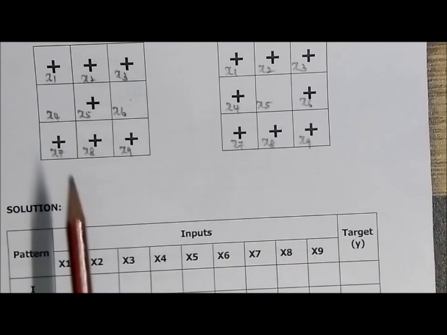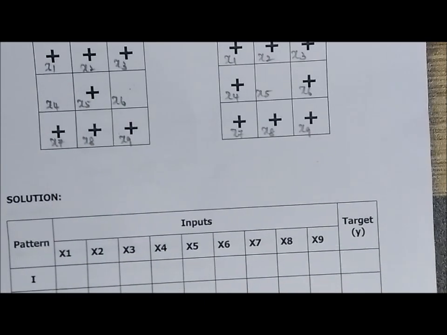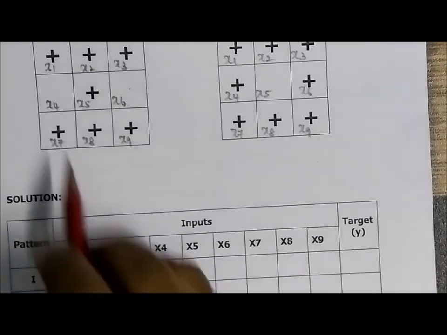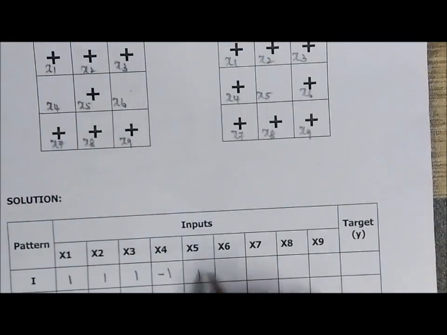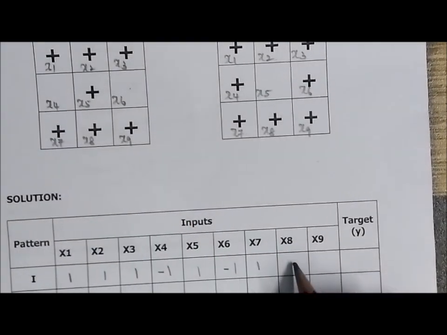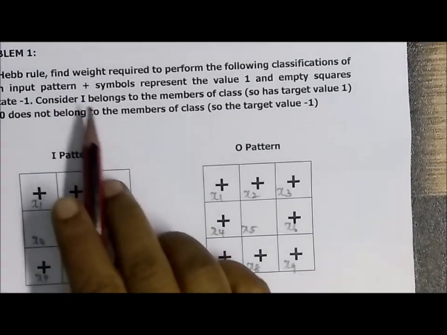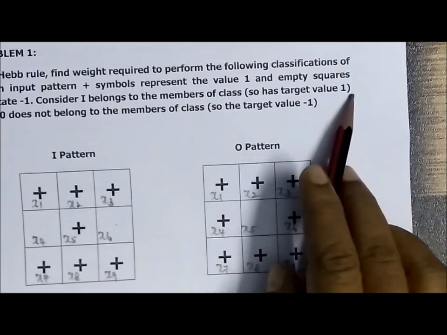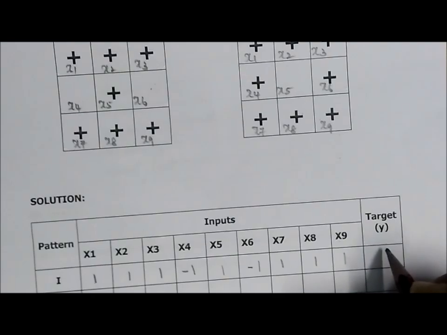As per here, x1 is plus, so we write it as 1. So x1 is 1, x2 is 1, x3 is 1, and x4 we don't have any value, so here it is -1, x5 is 1, x6 is -1, and x7 is 1, x8 is 1, and x9 is 1. As specified, if it is the I pattern then the target value is 1. So here the target value we have to specify is 1.